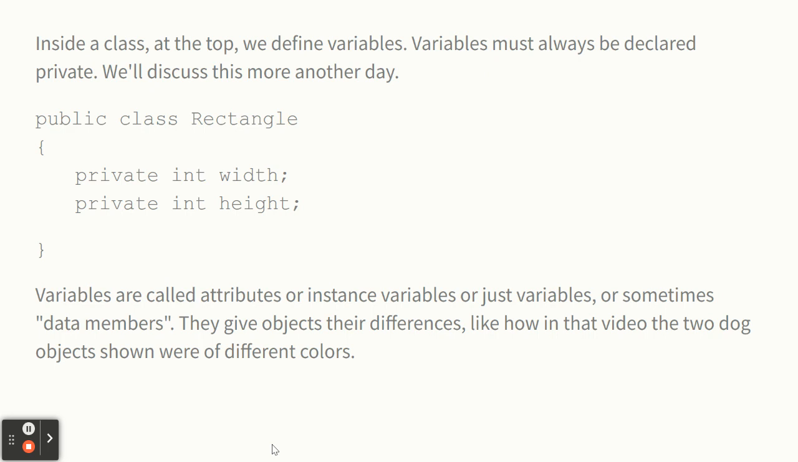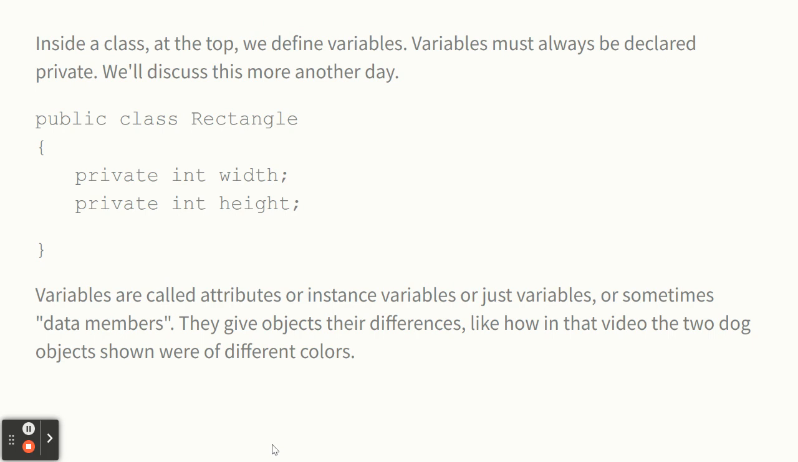Inside a class, up at the top, we define the variables, which she called attributes or instance variables. Variables must always be declared as private. We'll discuss that more later this week. But here's an example. If I made a class Rectangle, I might have an integer for the width and an integer for the height. This is how you would declare them: private int width, private int height.